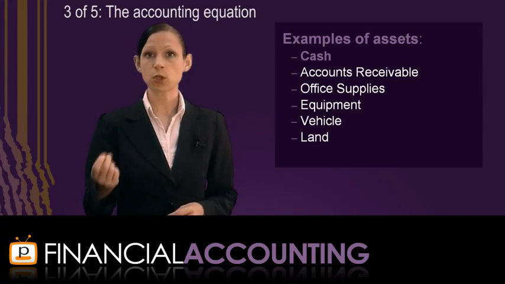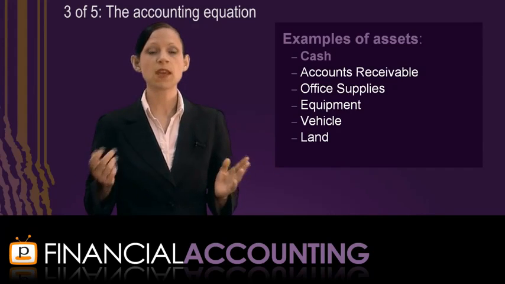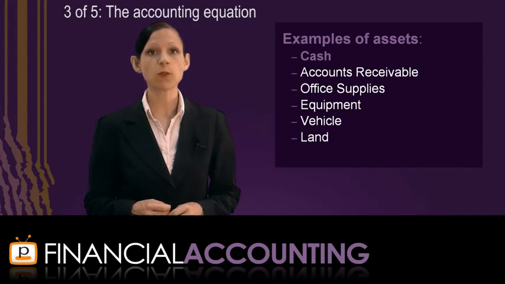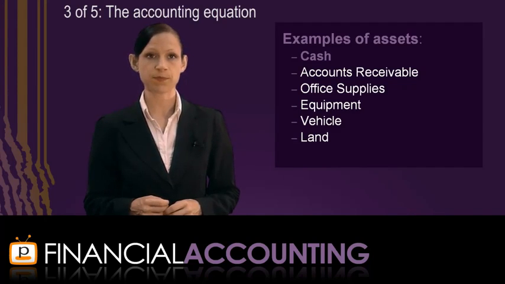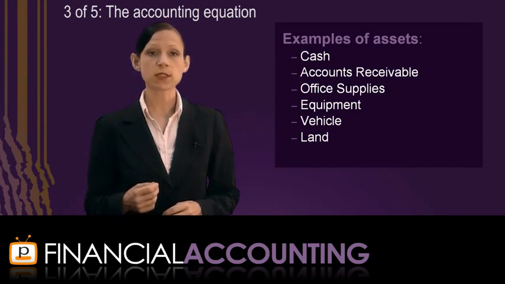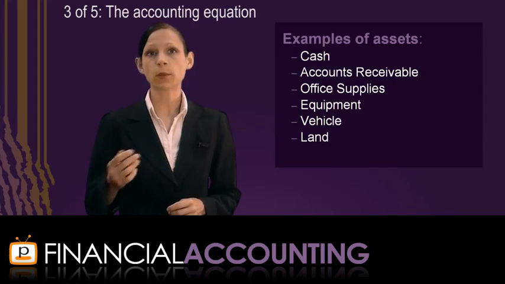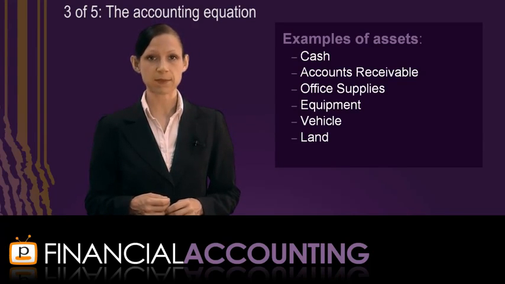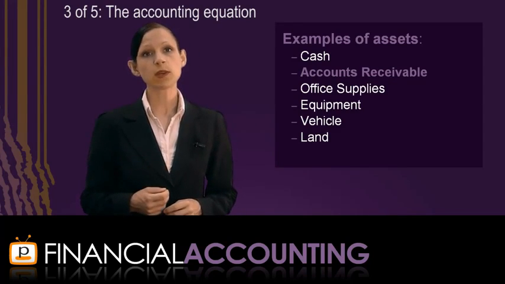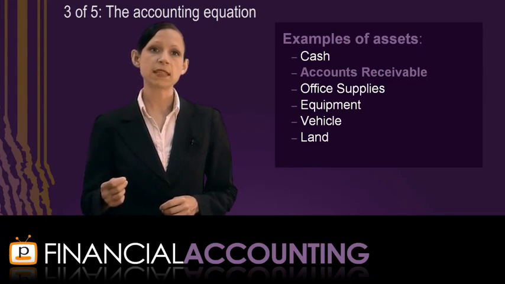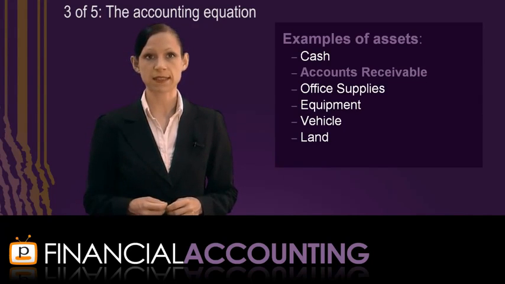I can use cash to purchase items such as a computer, so cash provides me with the economic benefit from the ability to purchase the item. The computer itself is also an asset because I'm able to gain economic benefits through using it in the business. Accounts receivable is another common example, which represents the amount the business is owed by other parties.